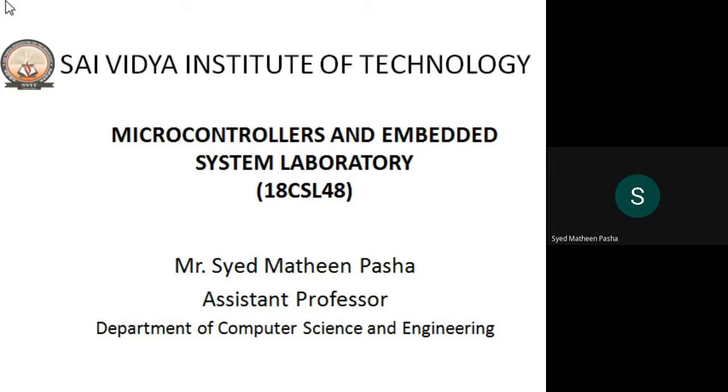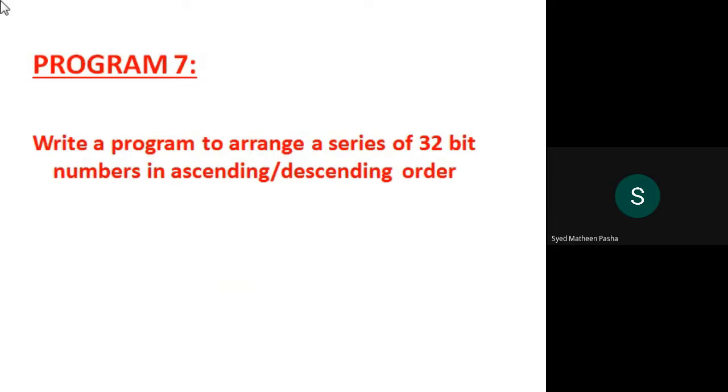This program basically states: write a program to arrange a series of 32-bit numbers in ascending or descending order. That is, in increasing order or decreasing order. It basically depends on the user if you want to do ascending or descending. In this syllabus, we will be doing ascending order. What happens in ascending order? Basically, it is the increasing format of a number. So for example, 1, 2, 3, 4 and 5 is an ascending order statement.